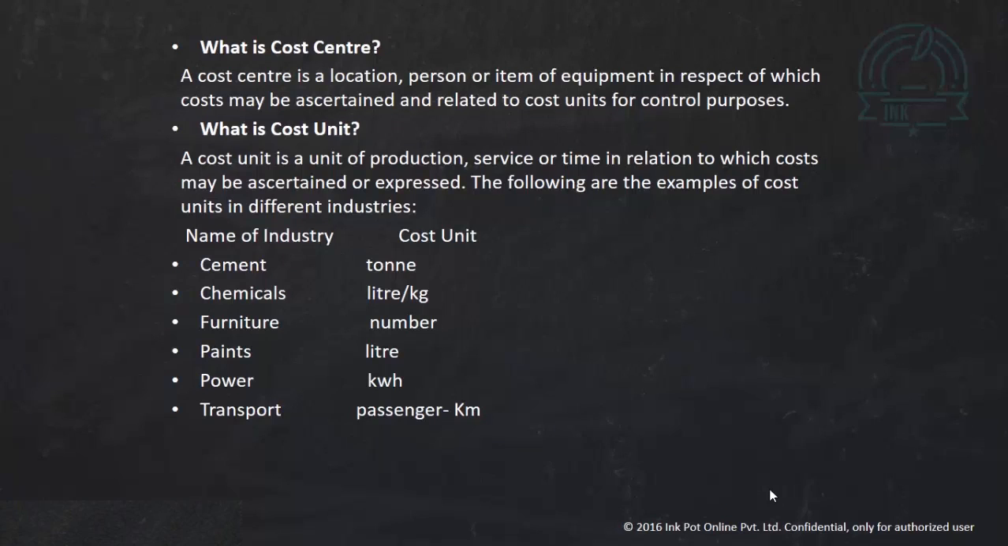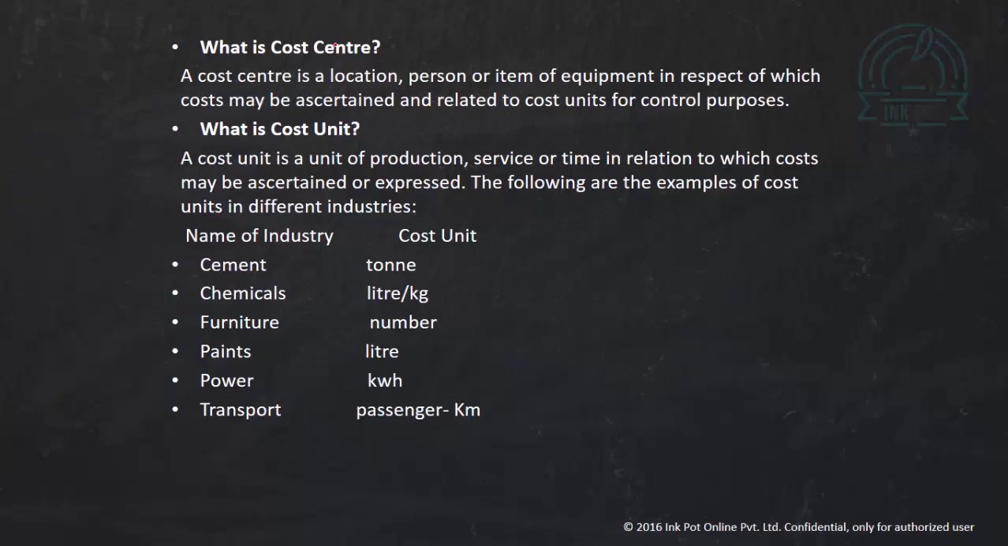So what is a cost center? A cost center can be a location, person, or item of equipment in respect of which cost may be ascertained and related to cost units for control purposes. Now what is this cost center? Cost center means that for which we are going to calculate the cost.